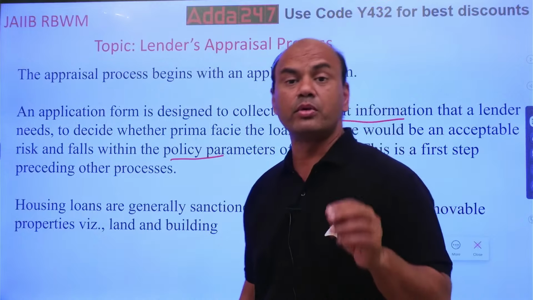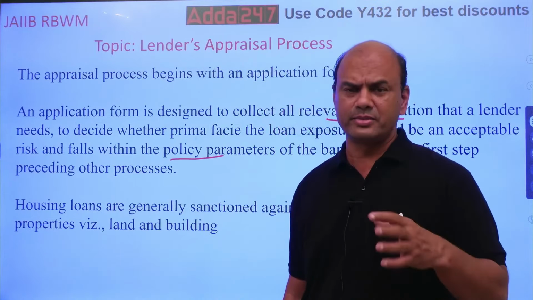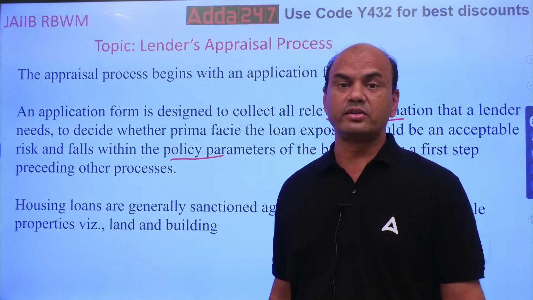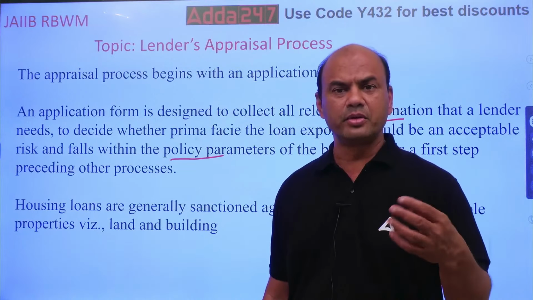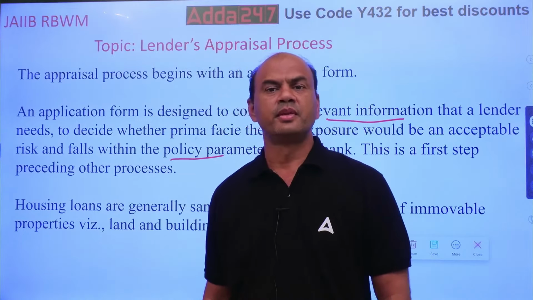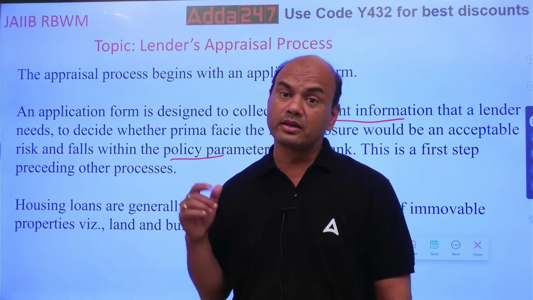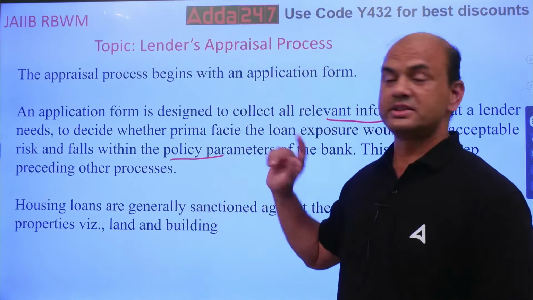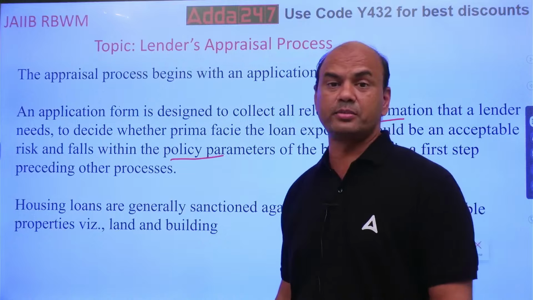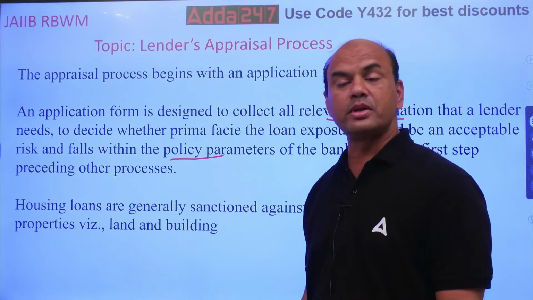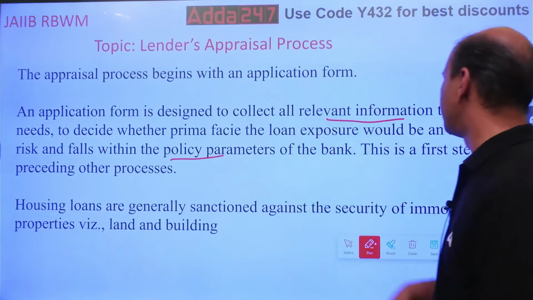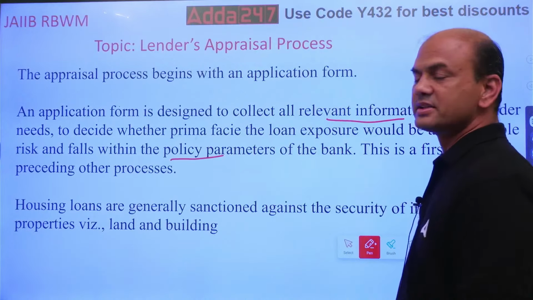We always have a loan policy in the bank, which is designed means signed by board of directors. So this policy, your any loan, whatever you give, let it be home loan, let it be CC, let it be term loan, any loan, business or consumer loan. This loan is given as per the loan policy of the bank. Policy. That's why this policy word is very important. You can't at all go beyond the policy in your bank. Can never go. If you go beyond the policy, you are caught somewhere. Okay? So, policy parameters of the bank, this is the first step preceding other processes, right?